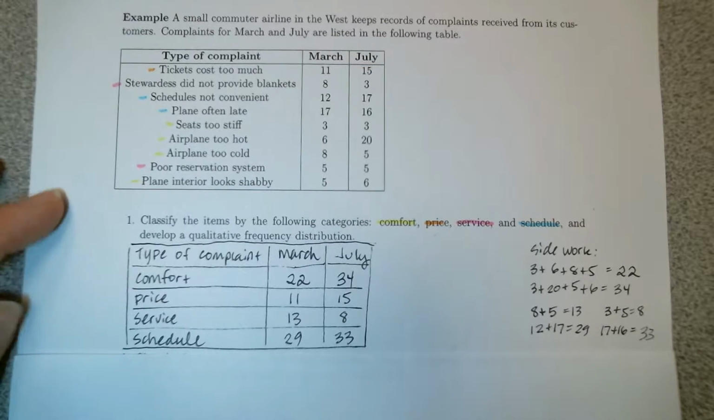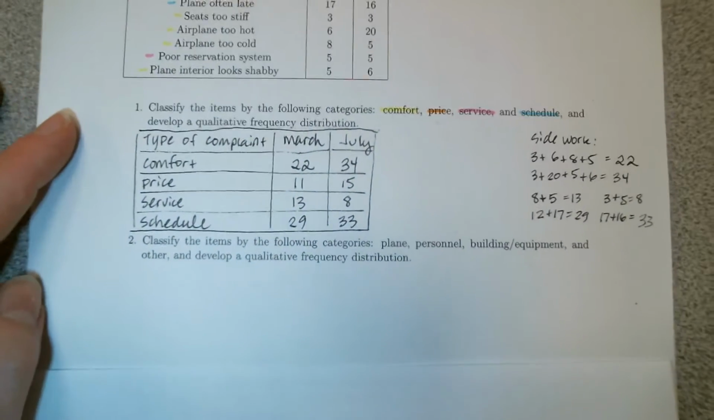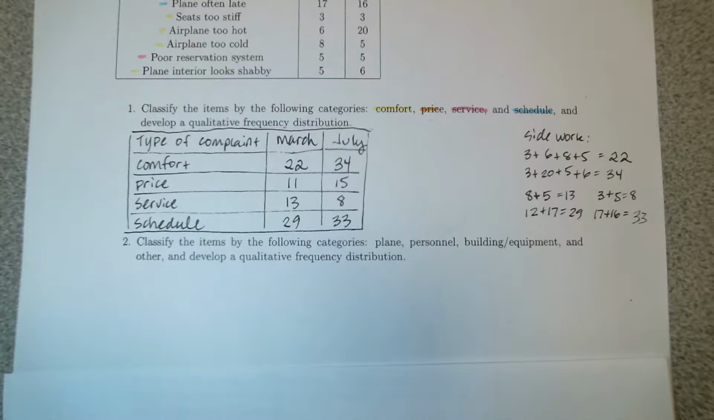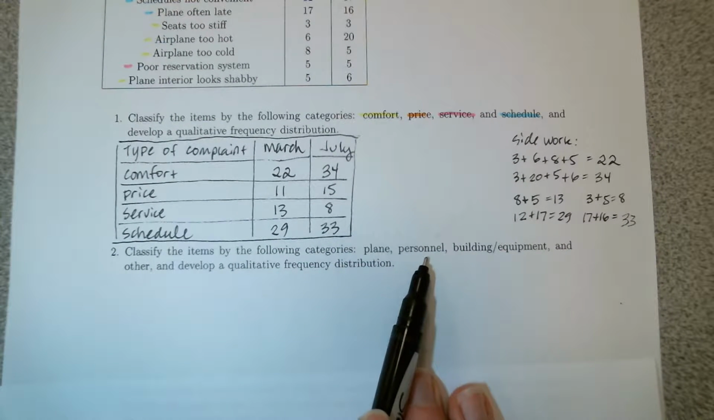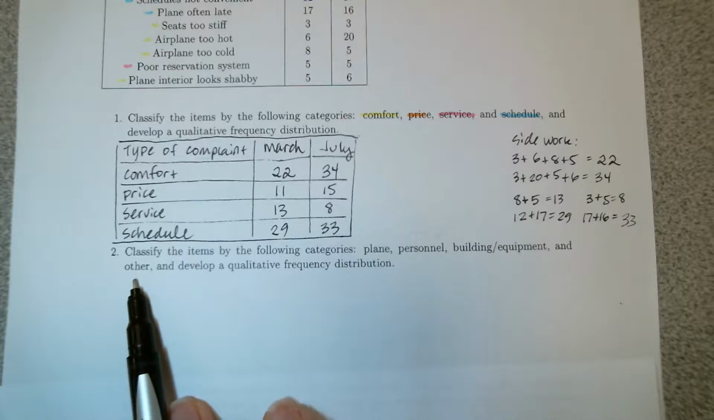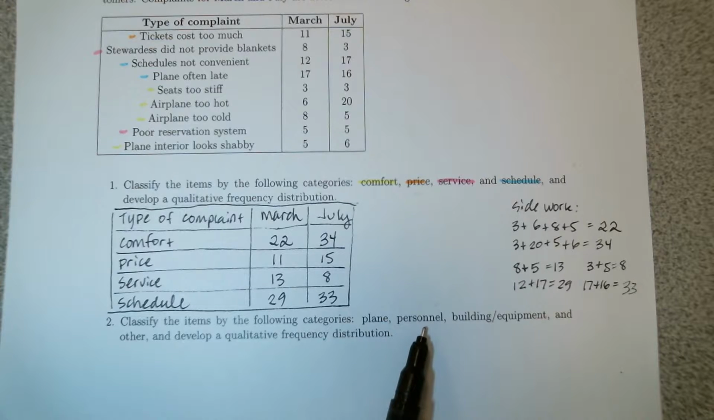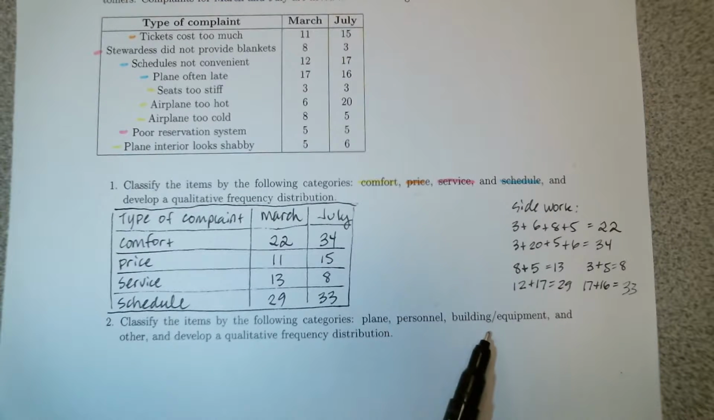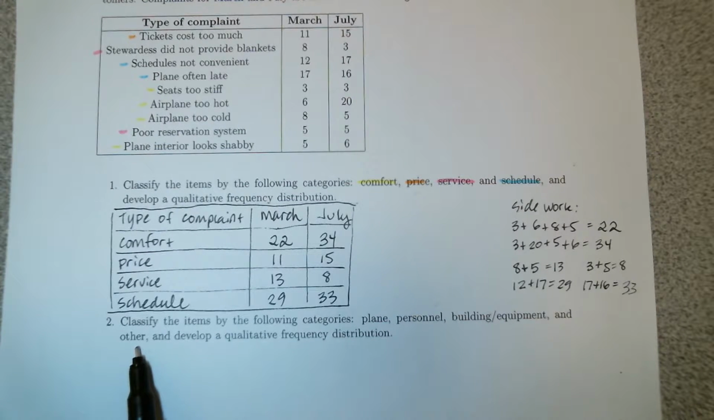Okay, so now in number 2, we're going to do something extremely similar, but now we're going to classify the items a little bit differently. So we're going to classify them by plane, personnel, building or equipment, and then an other category. So we're going to classify these complaints based on whether or not they have to do with the plane. Personnel would be employees, the building or equipment, and then everything else goes into the other category. So I'm going to set up that frequency distribution now.